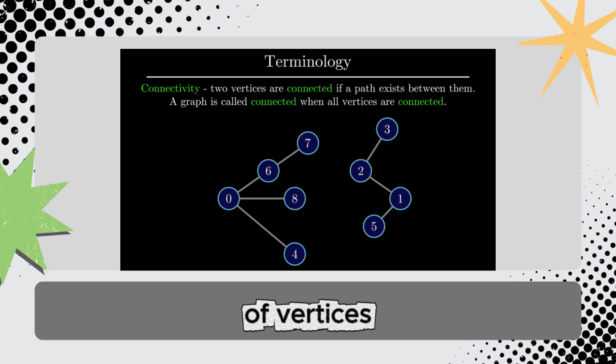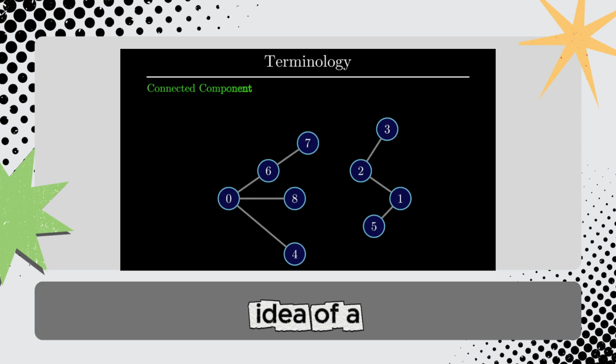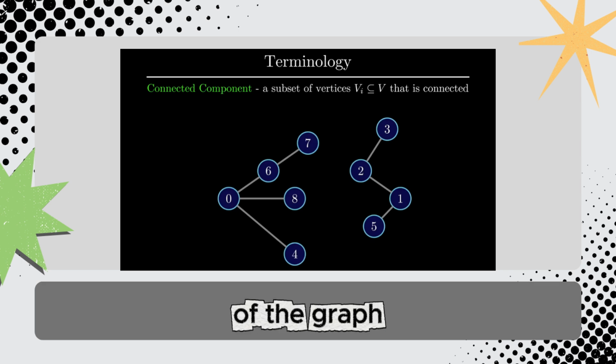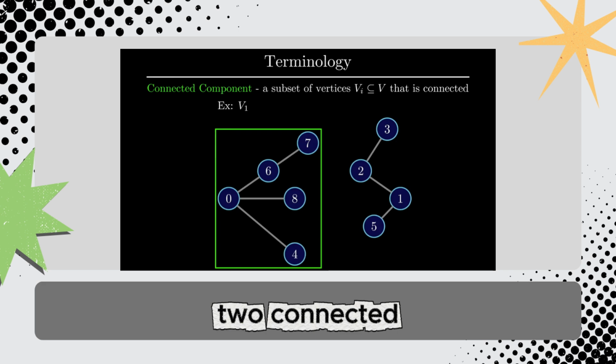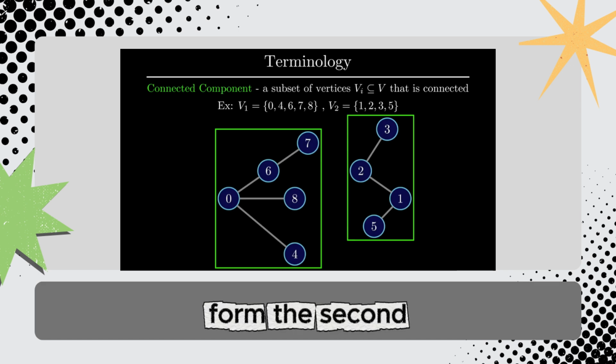This naturally leads to a third context that connectivity can be applied, which is the idea of a connected component. A connected component is a subset of vertices of the graph that is connected. For example, in this graph we have two connected components, the first being the following set of vertices, and then the remaining vertices of the graph form the second connected component.